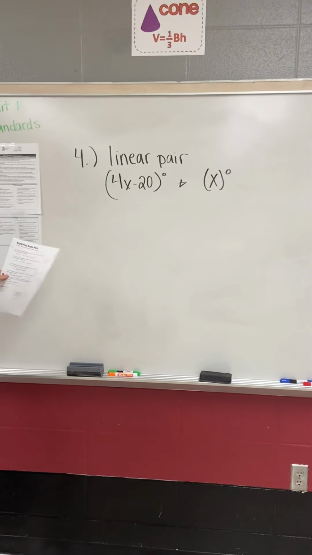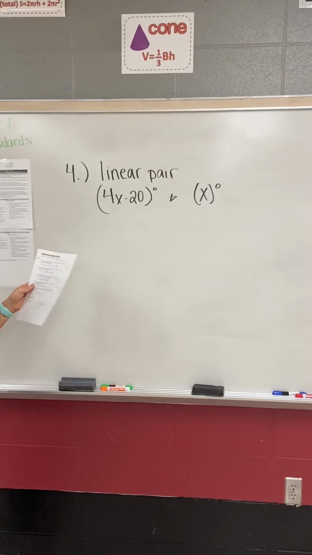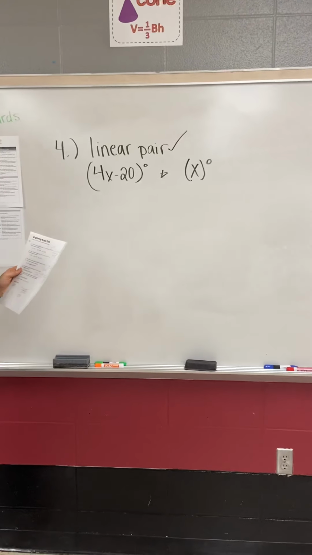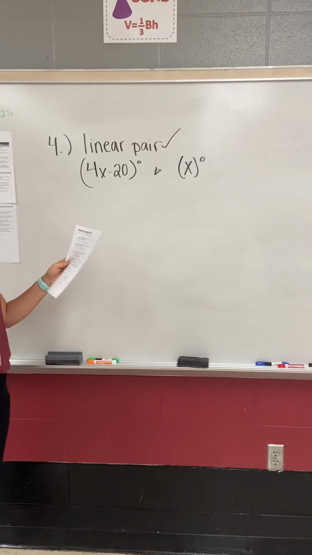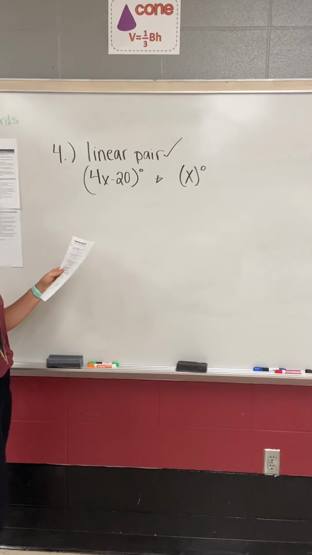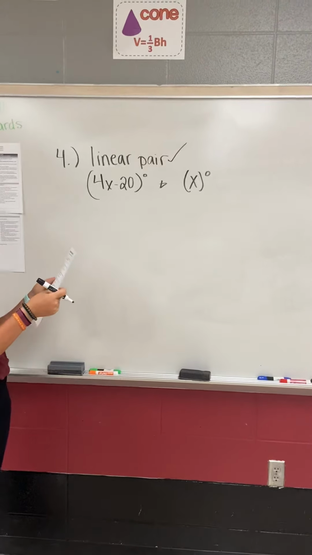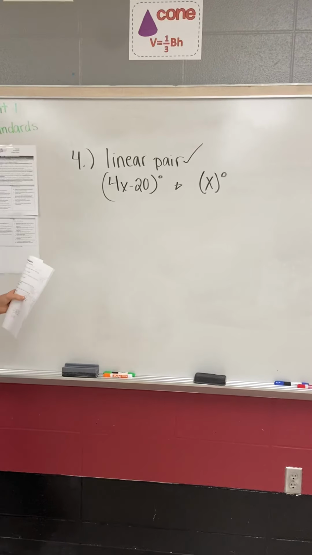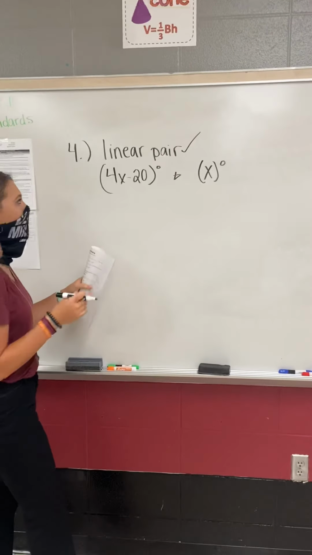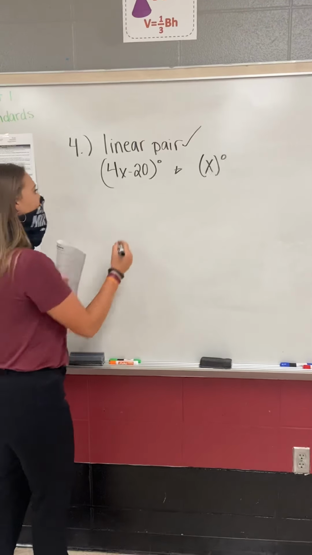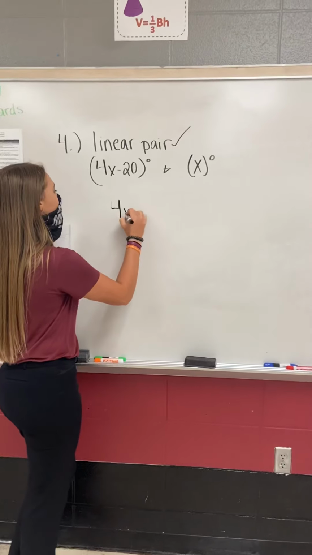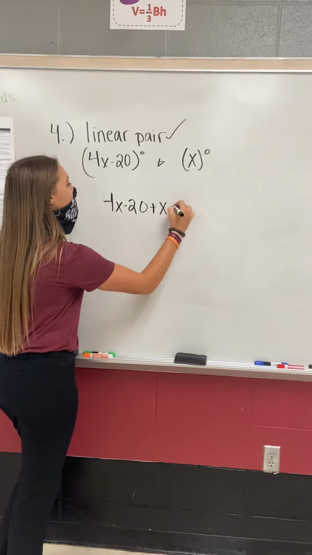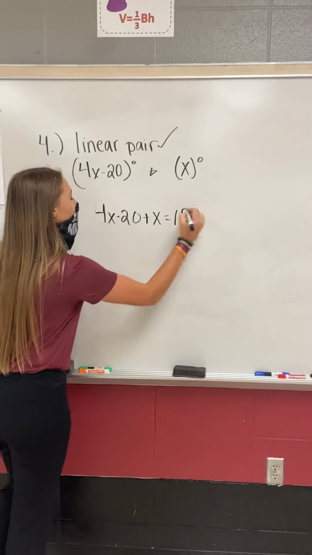All right, so number 4, if you look on your sheet, it says two angles form a linear pair. So I wrote down linear pair because that's important, okay? And then it says that the angles are 4x minus 20 and x. What's the measure of those angles? Well, if you look on your sheet that you had earlier, linear pair, they're going to add up to give me 180. So again, I'm going to have 4x minus 20 plus this x equals 180.